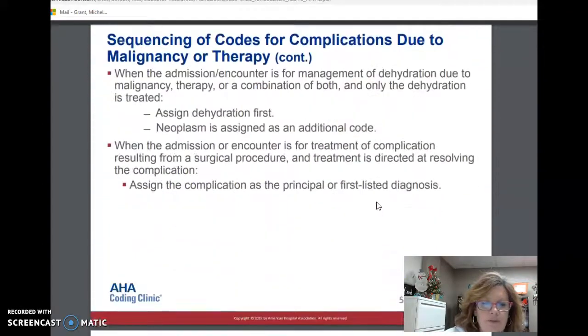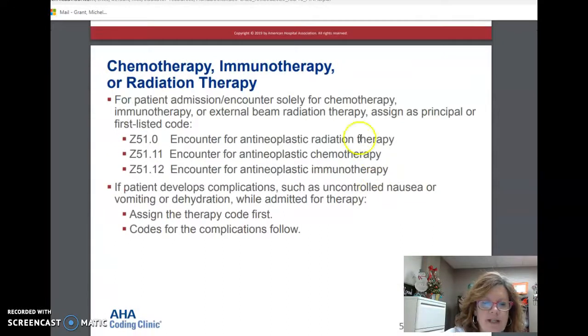Okay, so with the other ones, we just have sequencing. This is the big thing here I want to talk about: if a patient is admitted for just chemotherapy or radiation, you have the principal diagnosis, a Z code. So Z51.0 for radiation, Z51.11 chemotherapy. This is principal diagnosis.